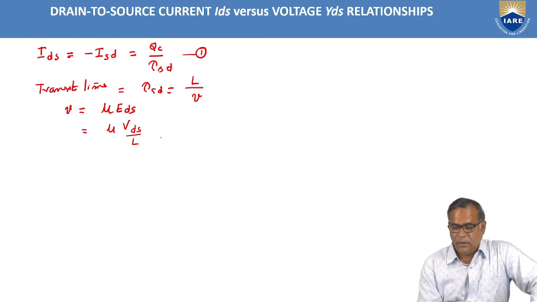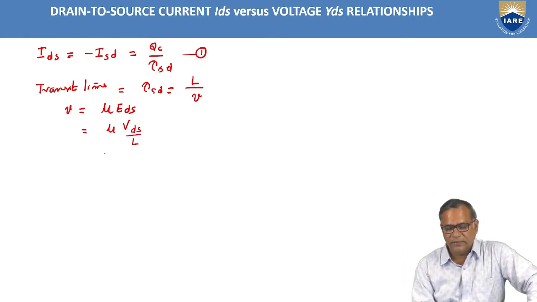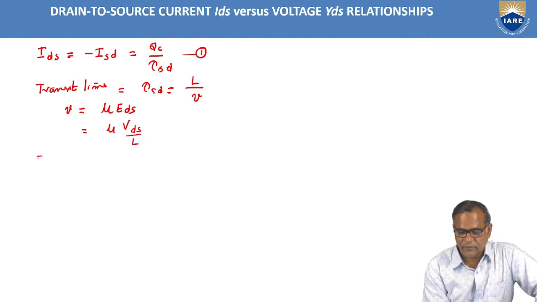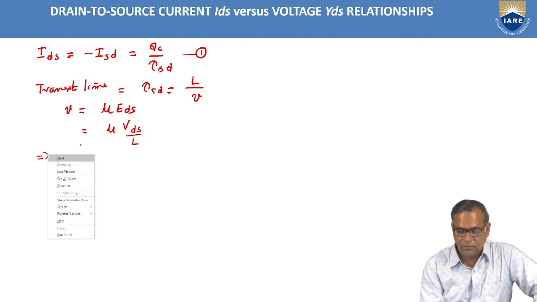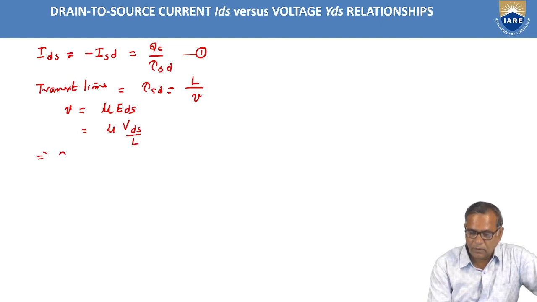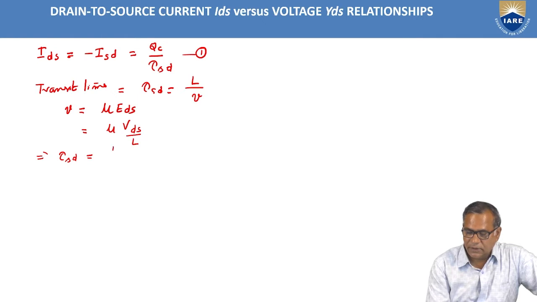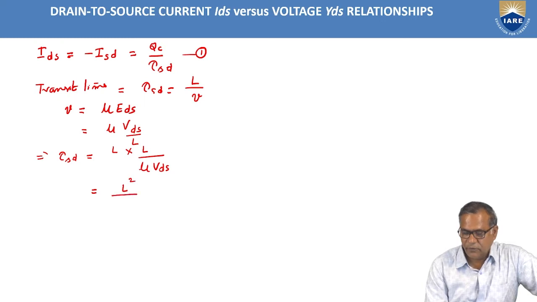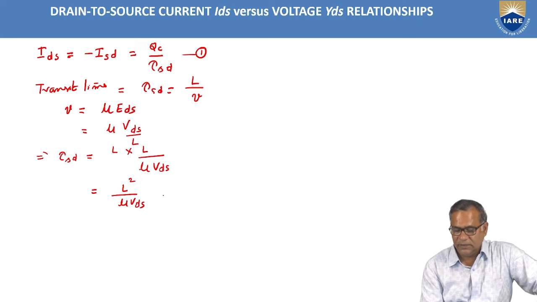Okay. Now tau SD is nothing but L by V, right? So we can say that tau SD is nothing but L by V. So L by V, that means L into L divided by mu VDS. So this is equal to L square by mu VDS. So this is say equation 2.